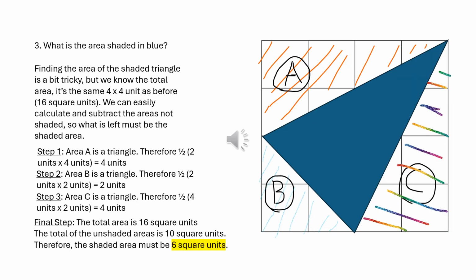Okay, what is the shaded area in blue? This one looks a little bit more scary, and this triangle that's sitting in the grid is not giving up any of its secrets easily. So we're going to have to use some of the same tactics we've done on the other ones to kind of tease out the answer on this one.